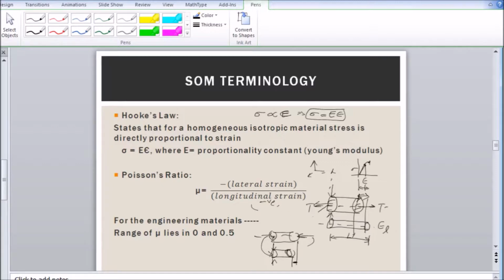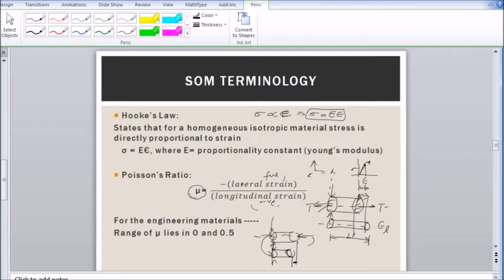When, due to compression, the length is decreasing, then automatically the area of cross section has to increase. That means the diameter will increase, which means the lateral dimension is increasing. Automatically the lateral strain will be positive. So positive by negative gives us a negative value, and the negative of negative again gives a positive value. So whichever is the case, this mu will be positive for all our engineering materials.